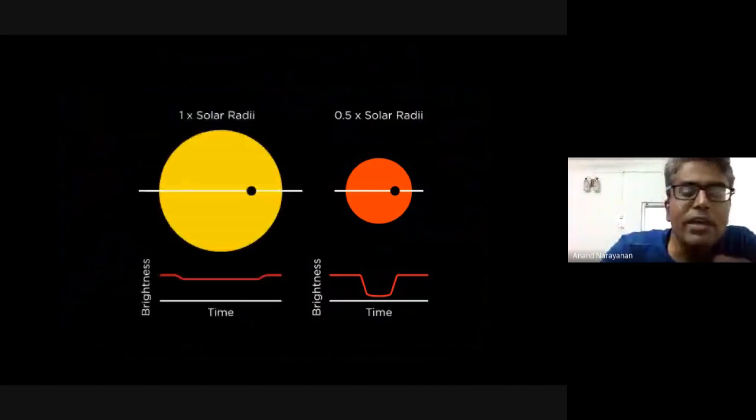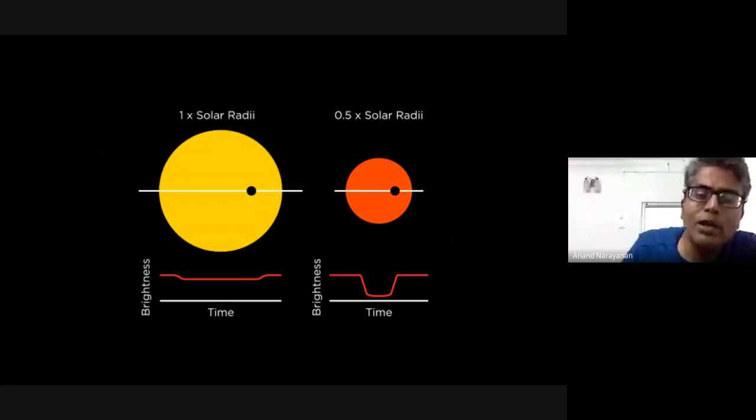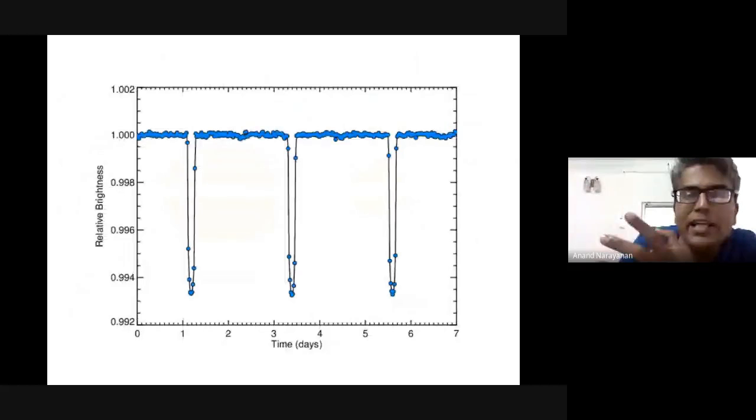But if that same planet were going around a bigger star, then the dip in brightness will be smaller, because compared to the total light that we are getting from the star, only a small part is blocked out. So if you are constantly monitoring the brightness of a star, that's what this diagram is showing. Along the y-axis is the brightness of a star, and along the x-axis is time. The brightness remains constant for the most part, but when a planet transit happens, the brightness dips down. And then when the planet moves out of the way, the brightness again comes back to its normal value. And then again, when the planet transits, it dips down.